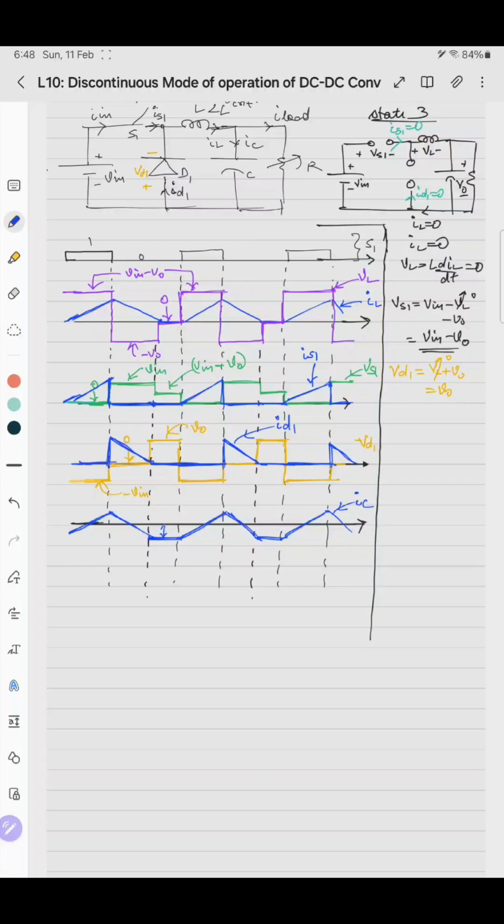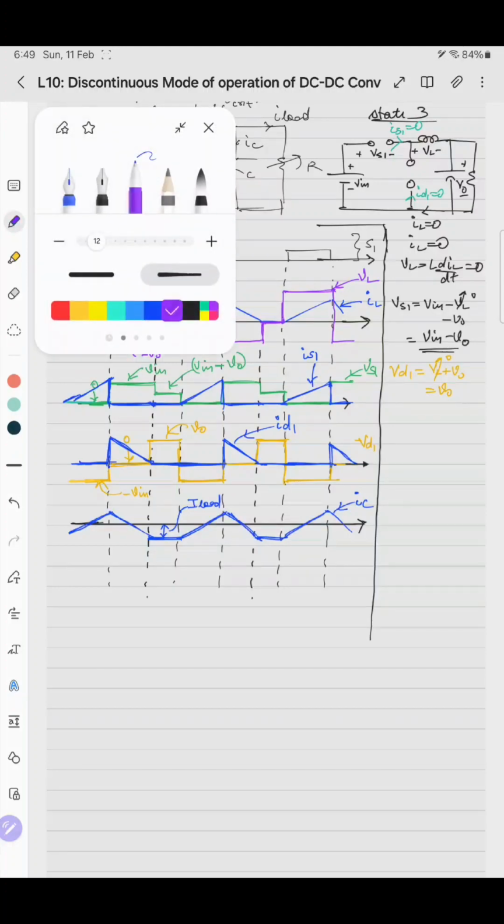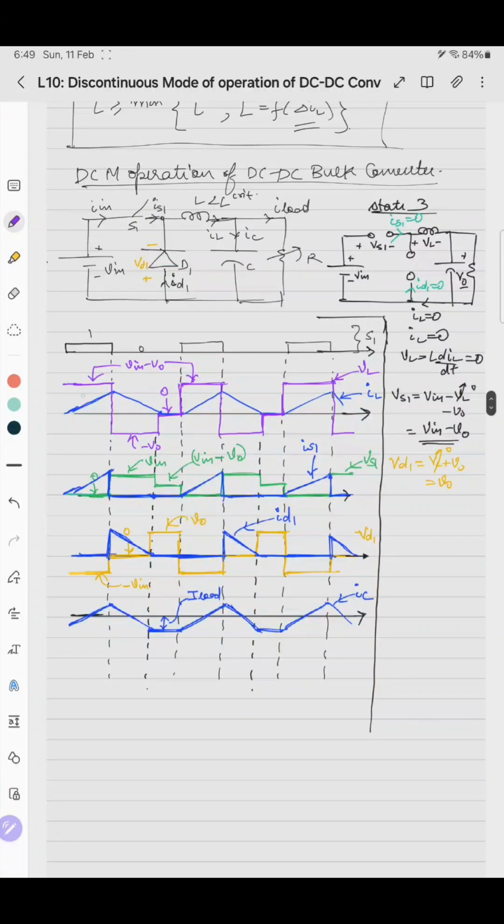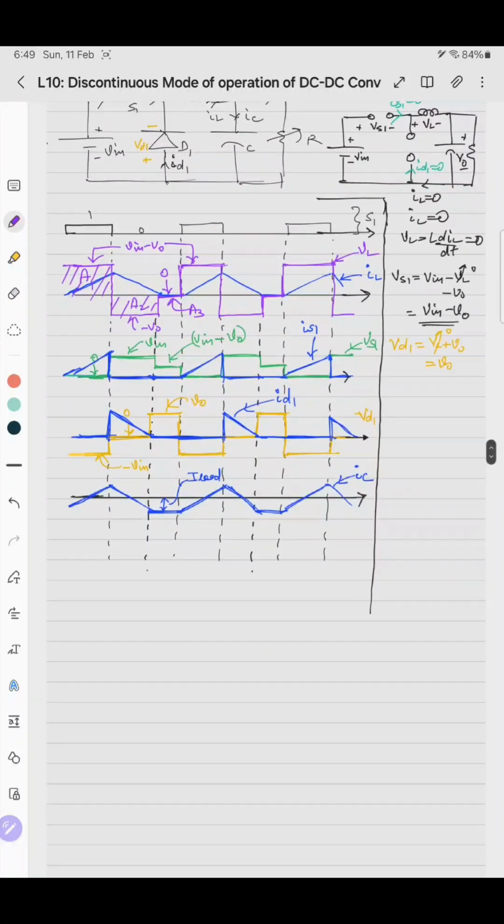This value is what? This is I load. And I forgot to write one thing. So this is A1, this is A2, and there is no A3 actually, but A3 is this area, which has 0 value. And we'll write the time instances T on, T off, and like that.